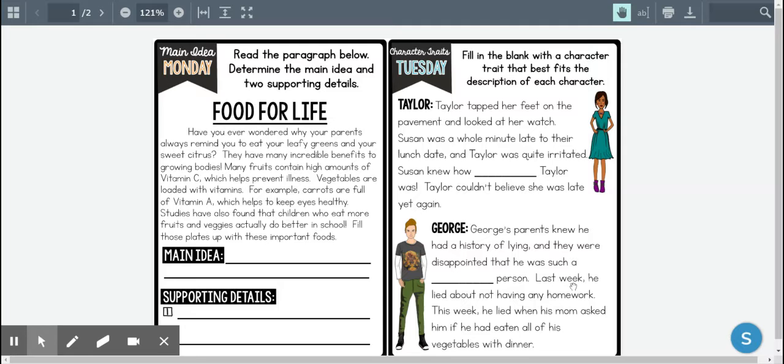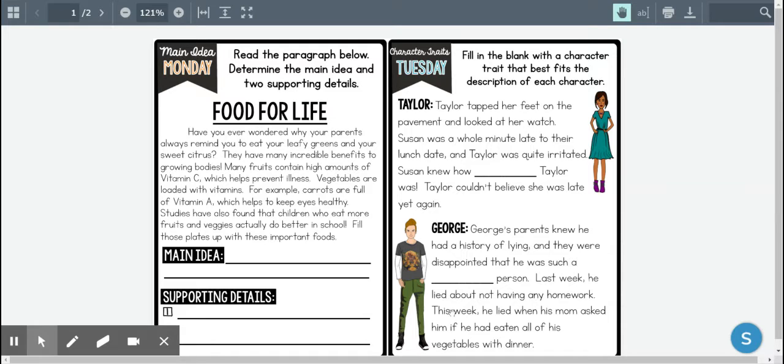Tuesday is character traits. Character traits, you can recall from what we learned in class, those are things that tell what kind of person someone is. It doesn't say what they do in a moment's time. It doesn't say things that they like. It tells us what kind of a person someone is.